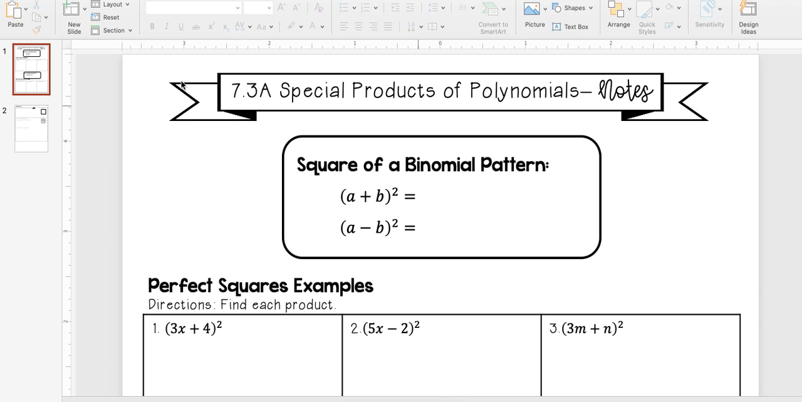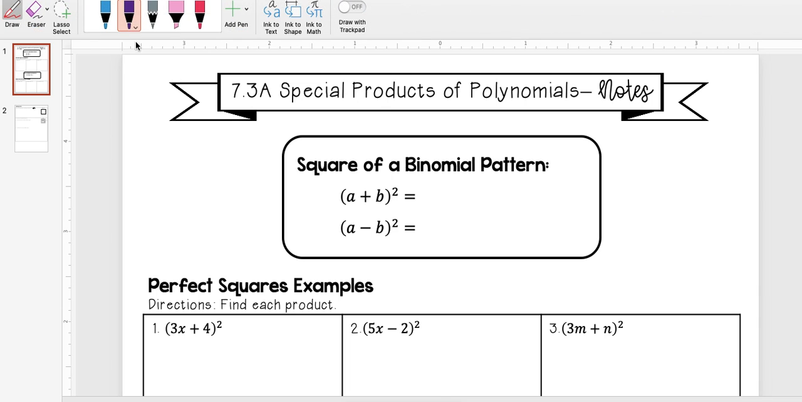Hello everyone. Today we're going to be continuing our discussion of multiplying polynomials, but today we're going to be looking at some special cases of those. So for this first video, we're going to be looking at the square of a binomial pattern.